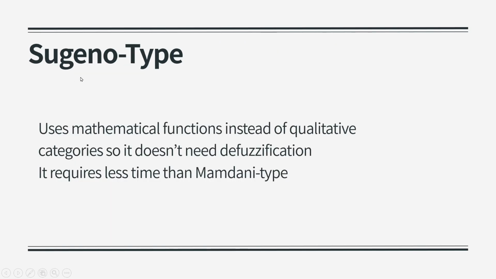Next, we have the Sugeno type. This method employs mathematical functions rather than qualitative categories, eliminating the need for defuzzification. Because it is computationally simpler, it is often preferred for real-time control systems.